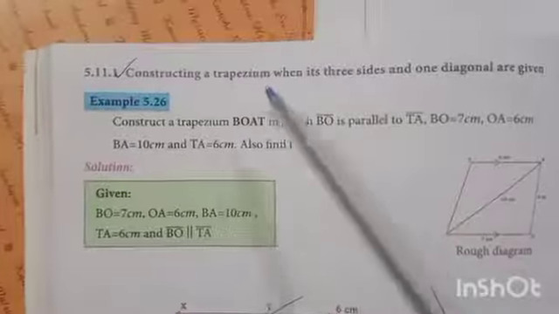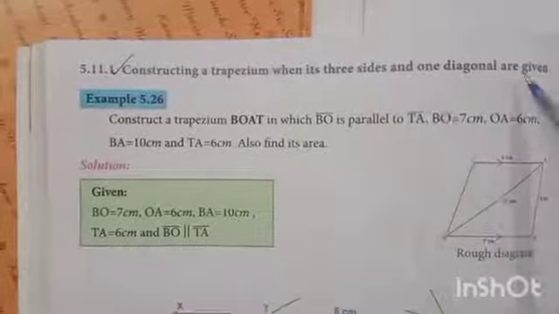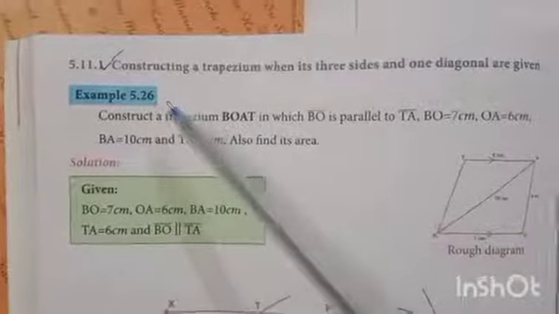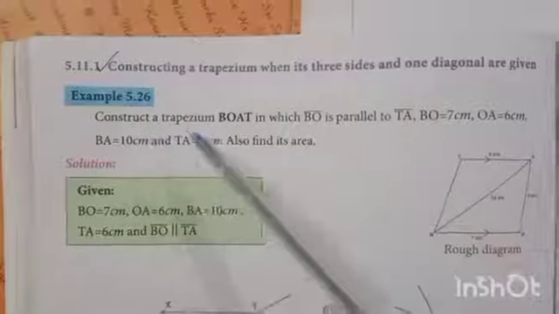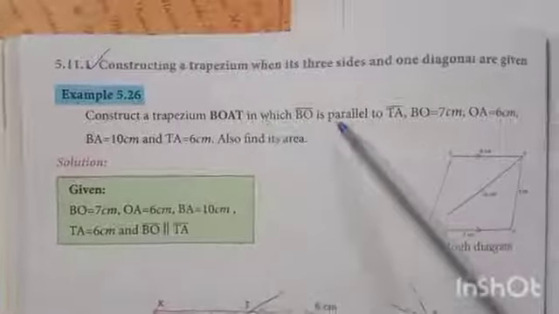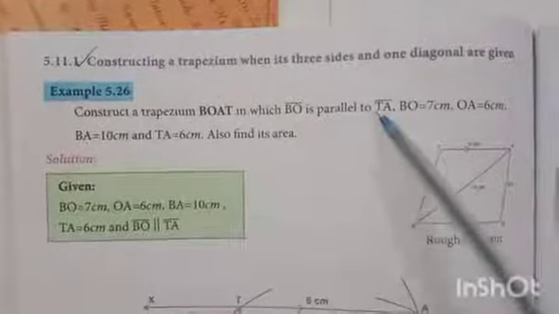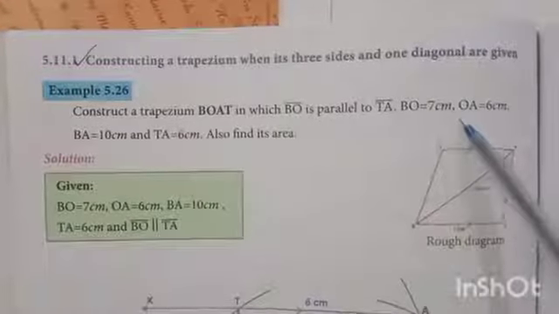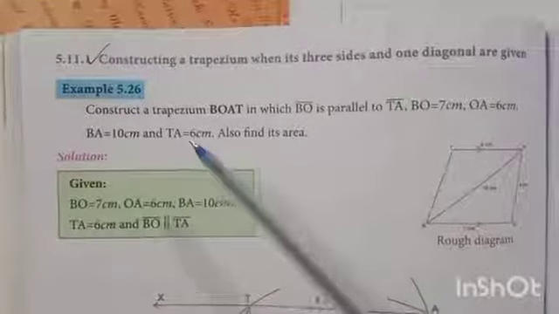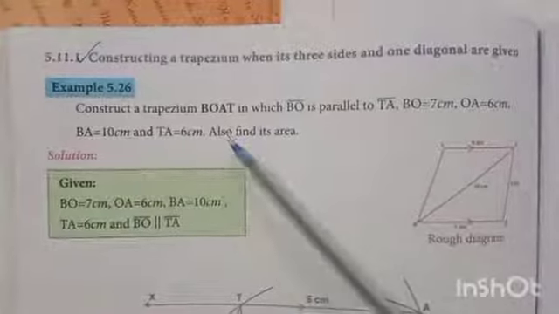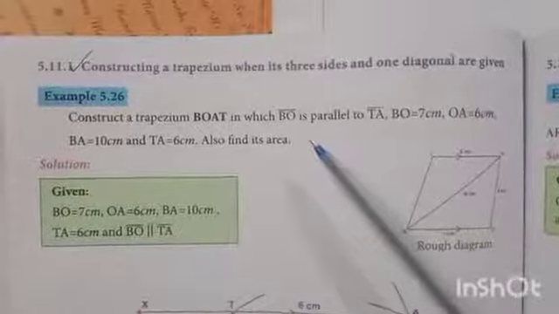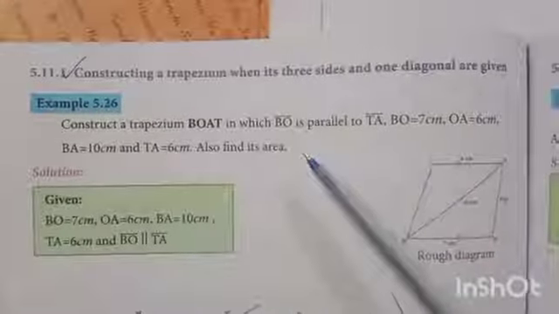The first method, constructing a trapezium when its 3 sides and 1 diagonal are given. Example 5.26, page number 188. Construct a trapezium BOAT in which line segment BO is parallel to line segment TA, BO equal to 7 cm, OA equal to 6 cm, BA equal to 10 cm and TA equal to 6 cm. Also find its area. Area of a trapezium, you know the formula: half into h into a plus b.